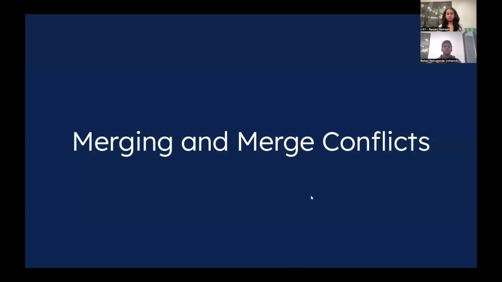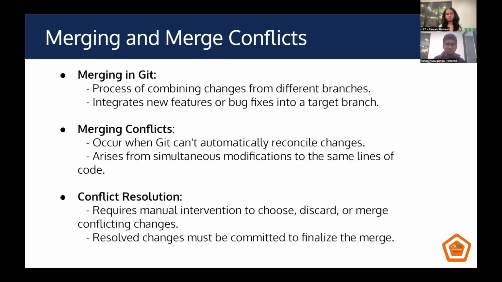And the last thing that we can encounter is merging and merge conflicts. So if we go back to the example that Mary and John had, let's say John pushes his code into GitHub and Mary pulls it.